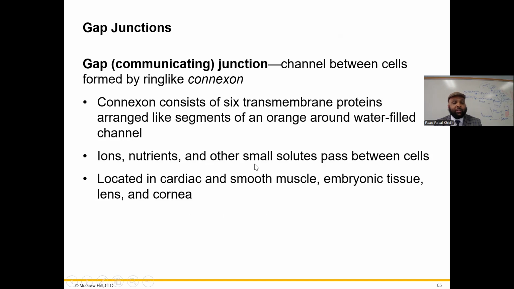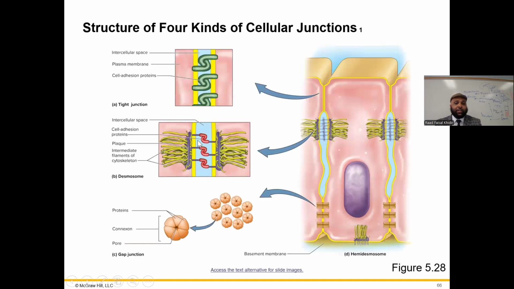Gap junctions. Gap junctions are communicating junctions, channels between the cells formed by ring-like connexins. The connexin consists of small transmembrane proteins arranged like segments of an orange around a water-filled channel. Ions, nutrients, and other small solutes pass between them. They are located in the cardiac and smooth muscle, embryonic tissue, lens, and cornea.